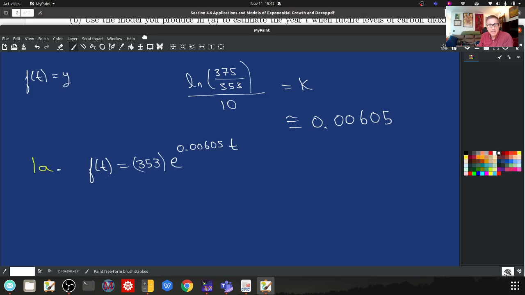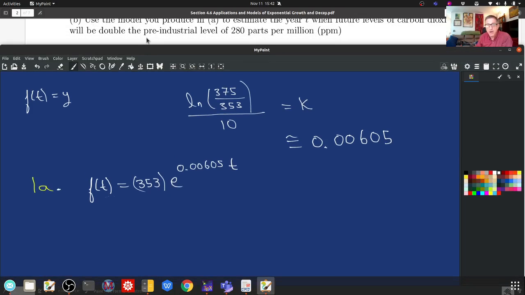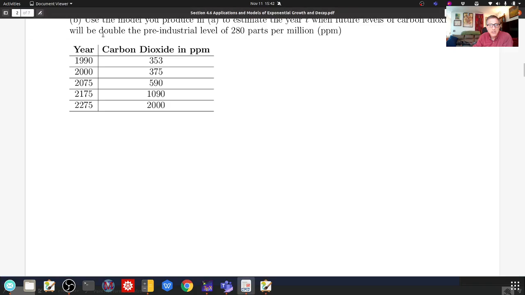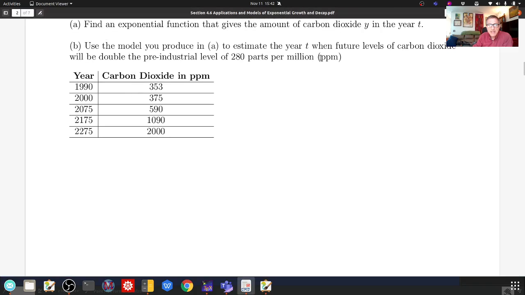Then our next thing we're asked is to use this model to estimate the year t when the future levels of carbon dioxide will be double the pre-industrial level of 280 parts per million.